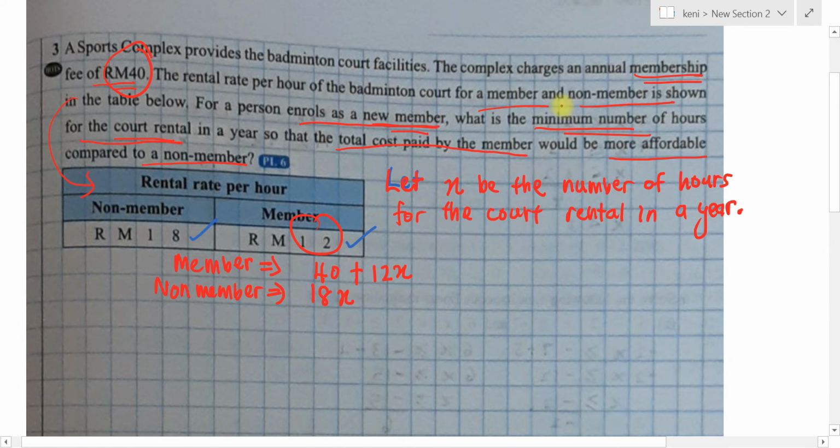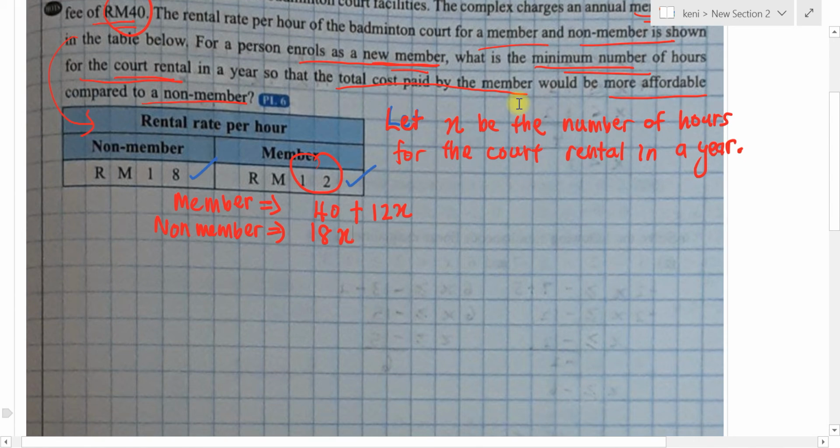Now we need to change it into inequalities. What is the minimum number of hours for the court rental in a year so that the total cost paid by the member will be affordable? Affordable means cheaper. That means the member is cheaper than the non-member. So 40 plus 12x for the member is less than or equal to the non-member, which is 18x. Just solve it.